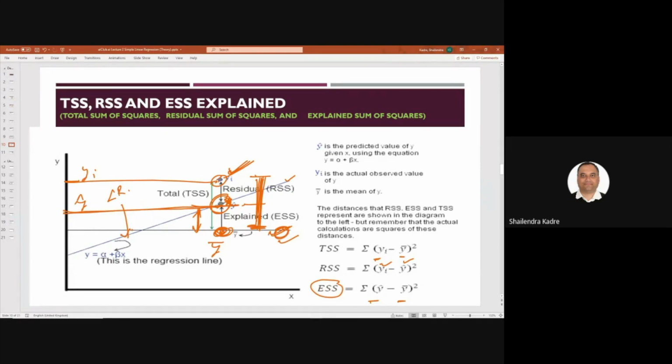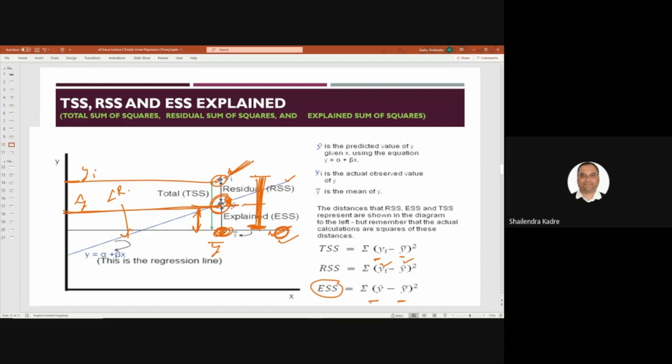So I will stop here. Instead of me explaining, I would like to answer specific questions. Has everybody understood total variance? Total variance is nothing but the difference between actual and mean. Actual value means the top one, and mean value means the horizontal one. This total vertical line is nothing but the total error.